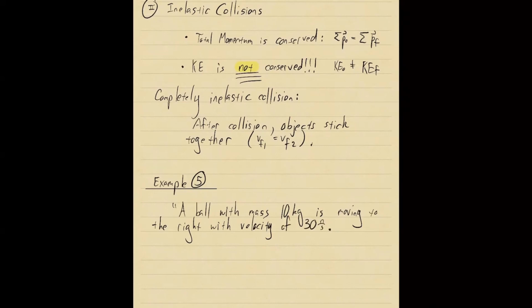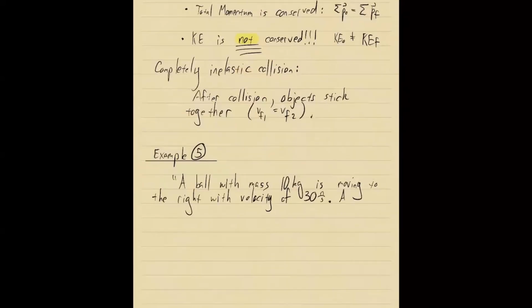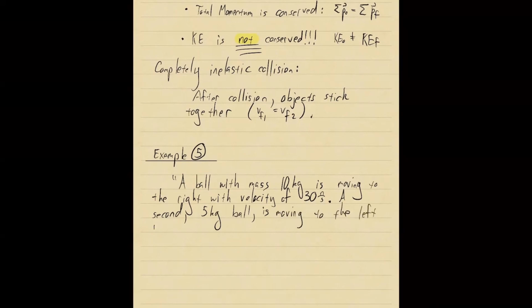A second 5 kilogram ball is moving to the left with a velocity of 50 meters per second, so a velocity of minus 50 meters per second.